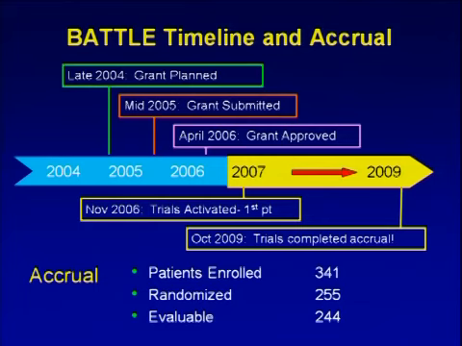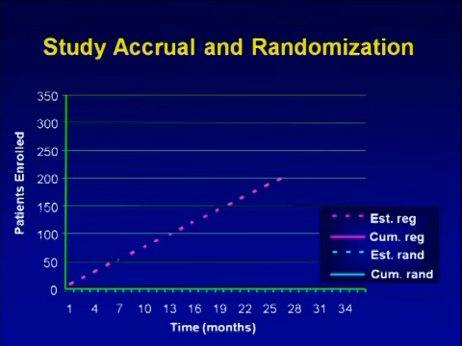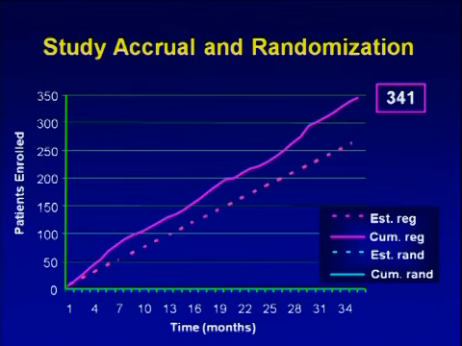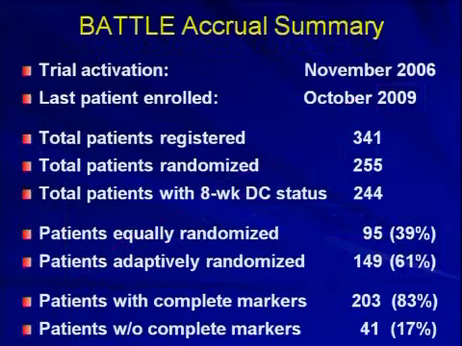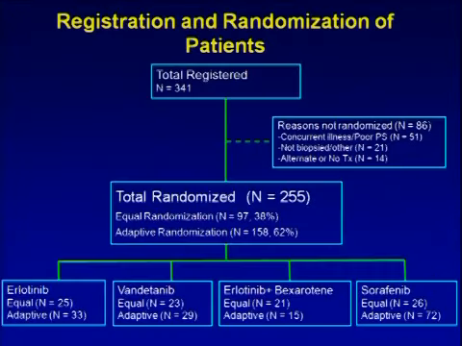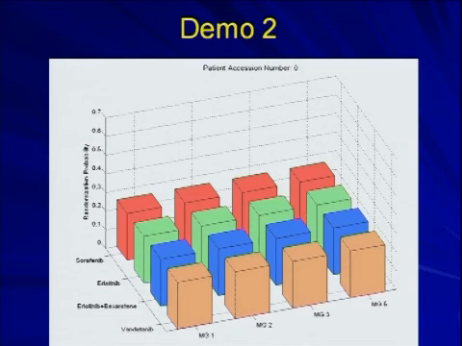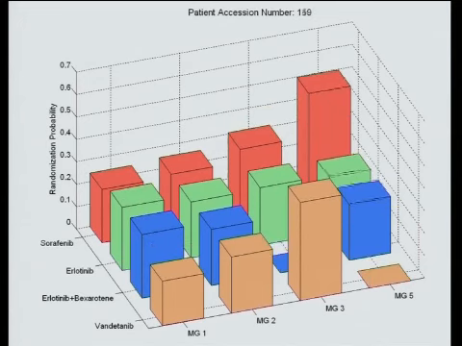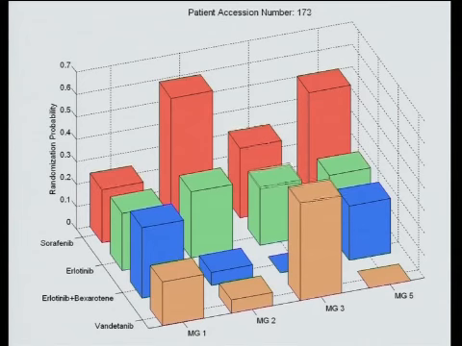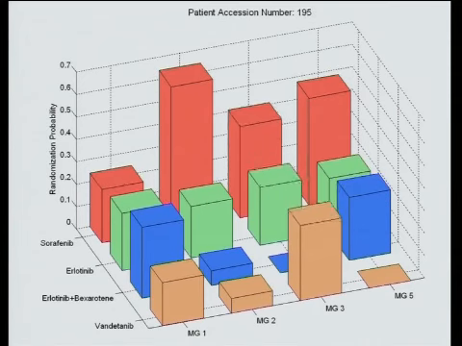This shows you the chronology of this trial. We registered 341 patients, randomized 255, and had 244 evaluable patients. The dotted lines are the expected accrual and randomization, and the solid line shows the actual. So actual actually beats expected. I'm going to skip this, and this is the diagram showing the randomization probability on the z-axis, with marker group and treatment. This is what actually happened in the trial.